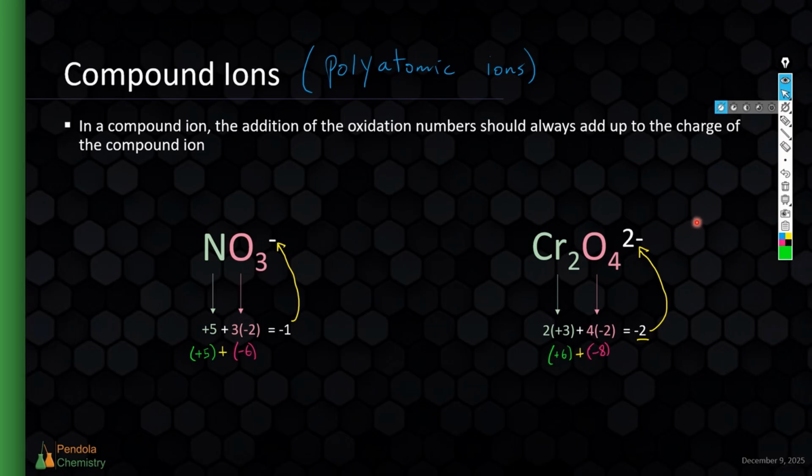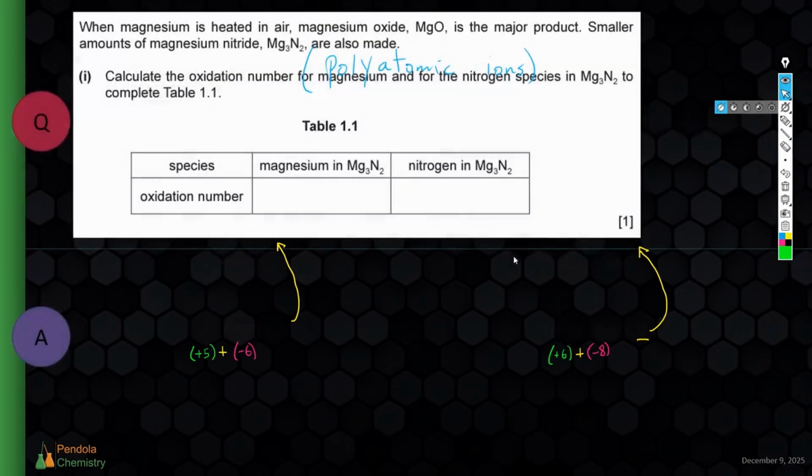So this is the application and the 3 different kinds of situations you're going to encounter for the application of oxidation states or oxidation numbers, whichever one you want to call them. So let's look at an example from the Cambridge exam. This is a question from paper 2.